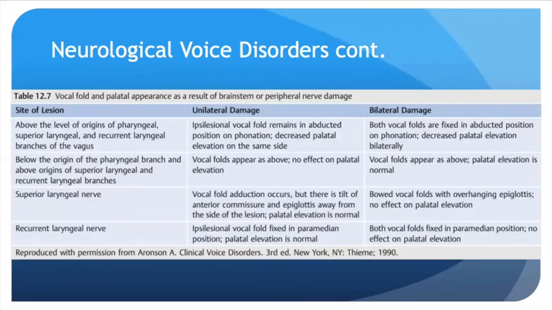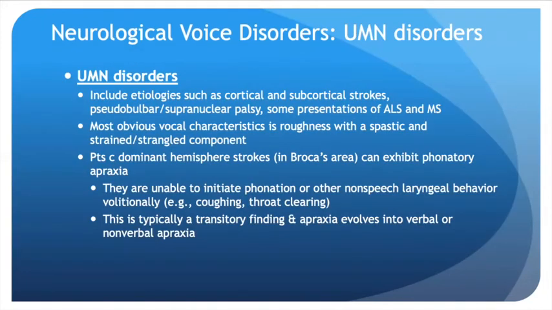Your book provides a little summary here of vocal fold and palatal appearance as a result of brainstem or peripheral nerve damage. You can check this out. Upper motor neuron disorders include etiologies such as cortical and subcortical strokes, pseudobulbar and supranuclear palsy, and some presentations of ALS and MS. Most obvious vocal characteristics are roughness with a spastic and strained or strangled component.